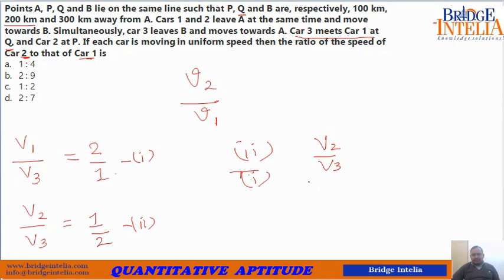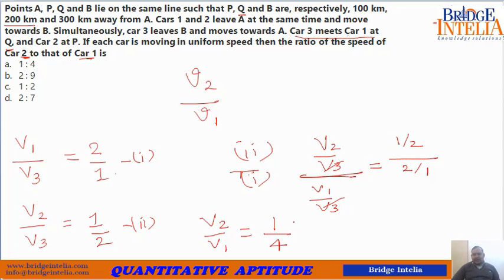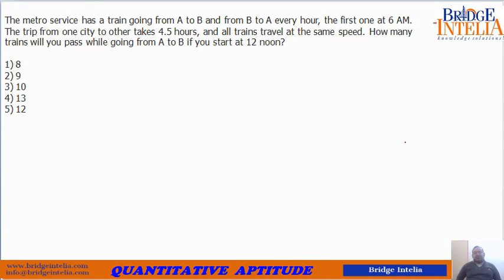(V2 by V3) whole divided by (V1 by V3). So that is equal to 1/2 whole divided by 2/1. So V3 gets cancelled, and V2 by V1 comes to be equal to 1/4. This 2 will come down. So the final answer is 1/4.